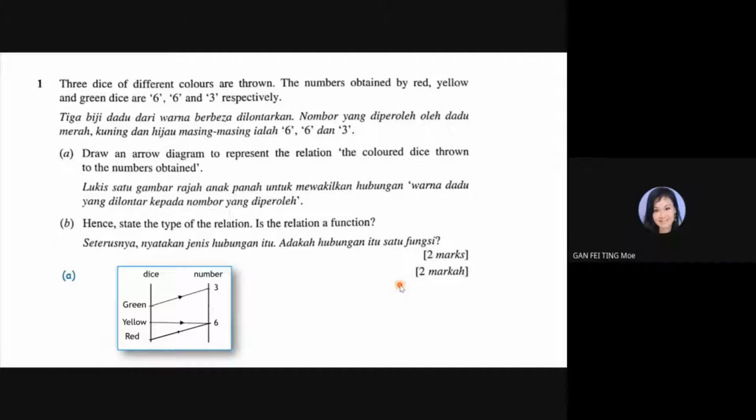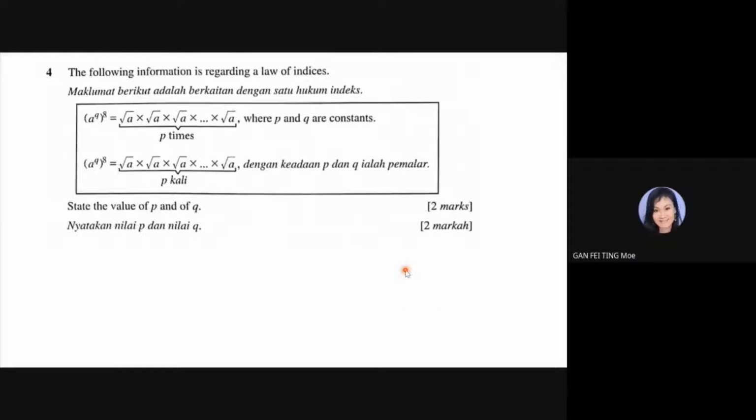So from the 4 relations, there are 4 types of relation: 1 to 1, many to 1, 1 to many, and many to many. So 2 are identified as functions, which are 1 to 1 and many to 1, right? So the answer is many to 1, as what you told me just now. And the relation is a function. Bravo, congratulations. Okay, now let's go to the second one.